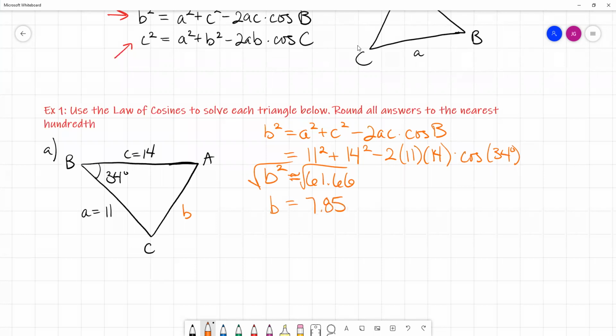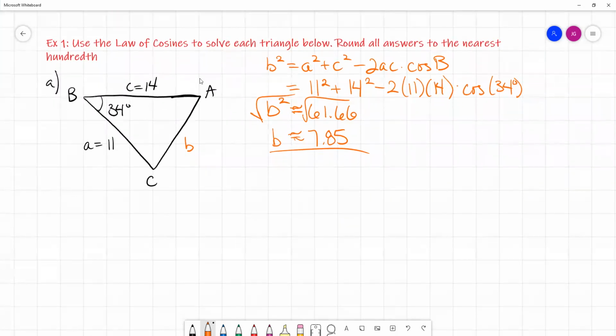And if we do that on our calculators and round, we end up getting 7.85. I didn't do that in decimals because I think you're capable at this point of doing a square root, right? So we do square root of 61.66, we'll get a really long number, but I rounded it down to 7.85. Okay, so there is our side B. And so now we have found all three sides. We just need to find the two missing angles now.